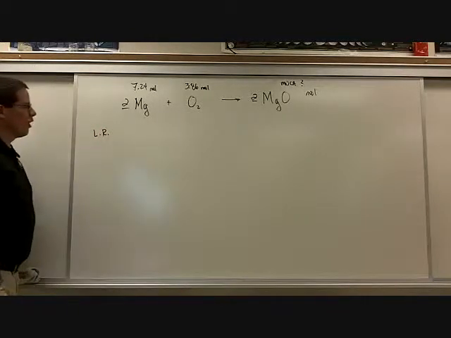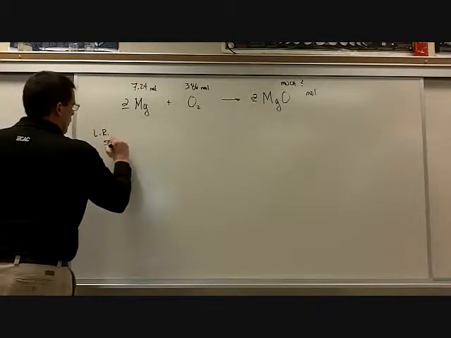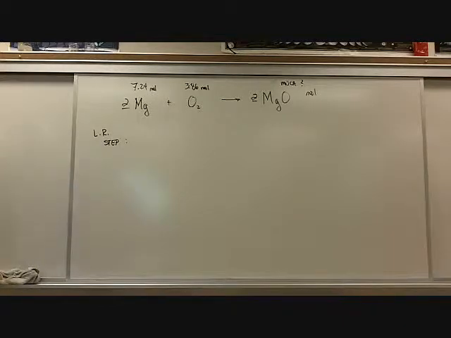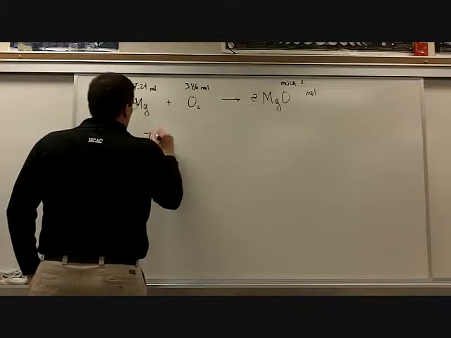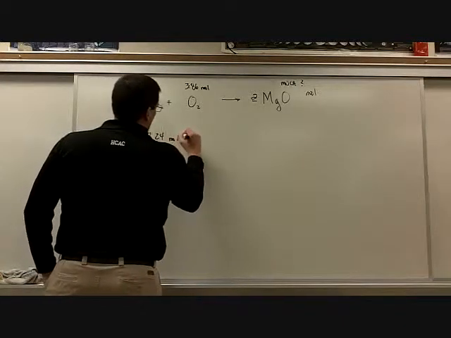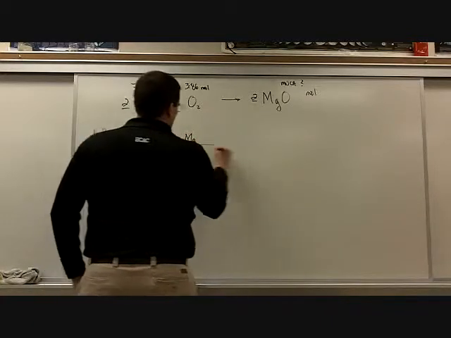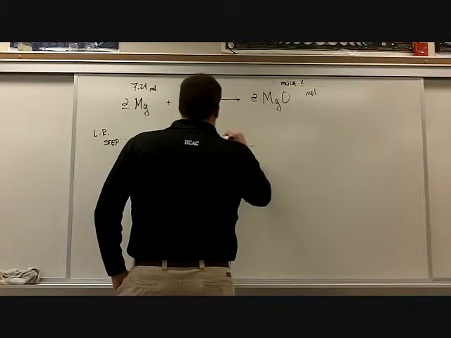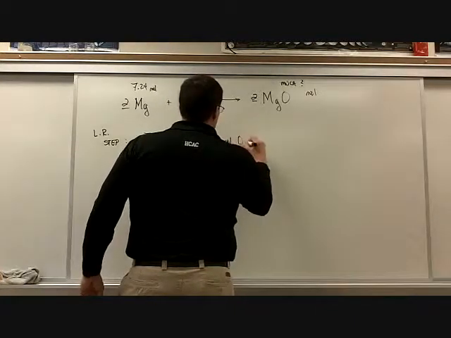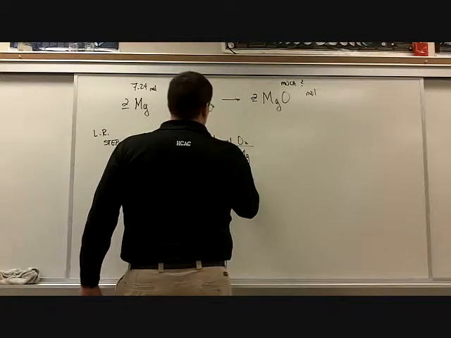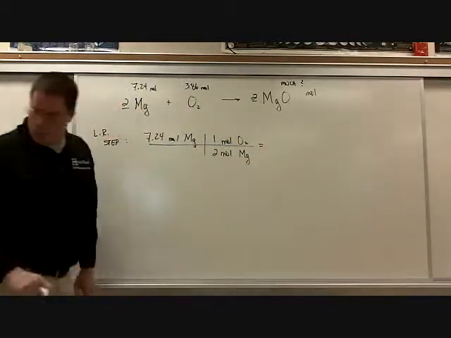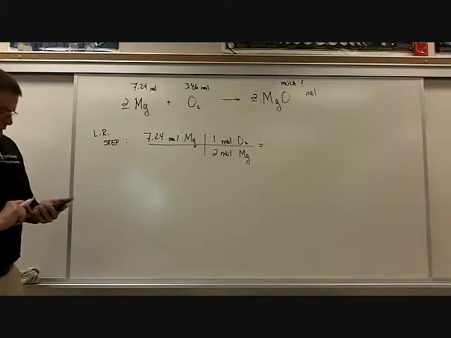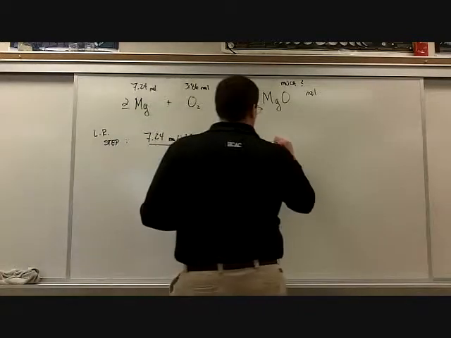Which one do you want to start with? Magnesium or oxygen? Magnesium. Okay. It doesn't matter. It really doesn't. So 7.24 moles of magnesium. It's already in moles, thank goodness. Use your mole ratio. Moles of oxygen. And we'll go 1 to 2. So what is 7.24 divided by 2? 3.62?